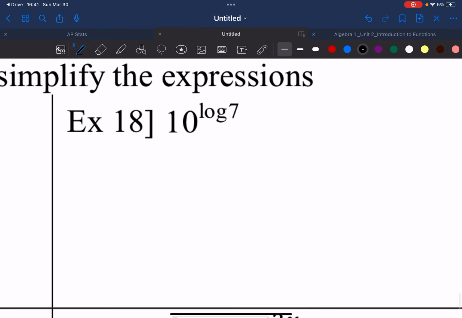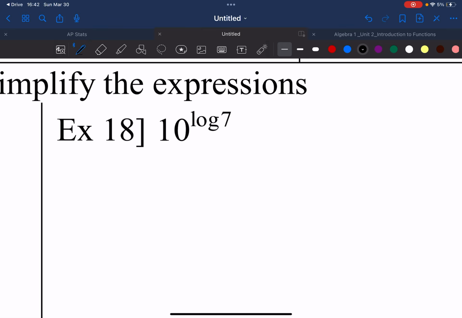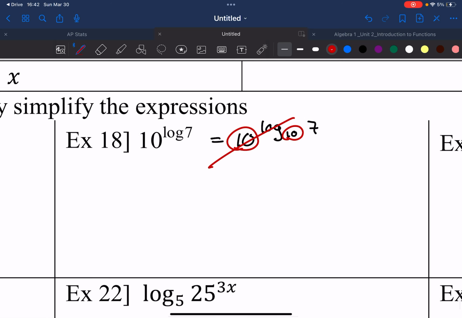Okay. Remember, if we don't see a base, we assume that base is 10. So actually, this is the same as writing 10 to the power of log base 10 of 7. We'll notice how these bases match. Since they match, we cross them out, and whatever is left over is our answer, and our answer is 7.